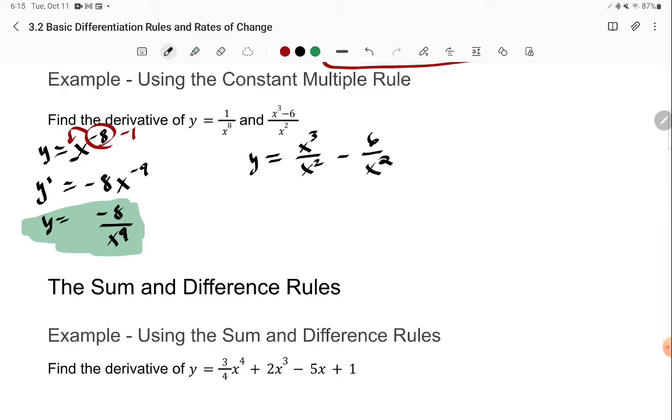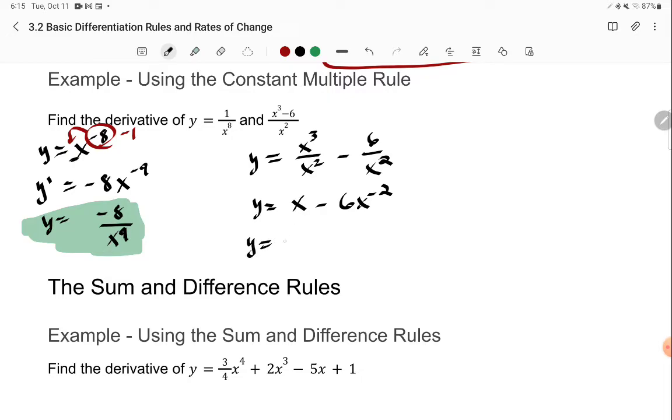Okay, so that is the same thing as this function above, but now I can differentiate both. So let's just rewrite them. This can be simplified down to just x, and this is 6x to the negative second. We want to write them in a way that we can apply the power rule. So now we're going to find the derivative.